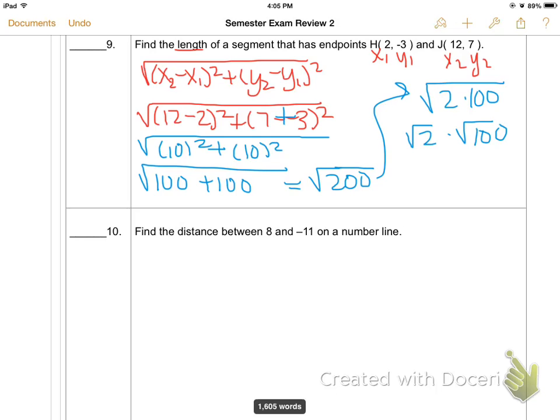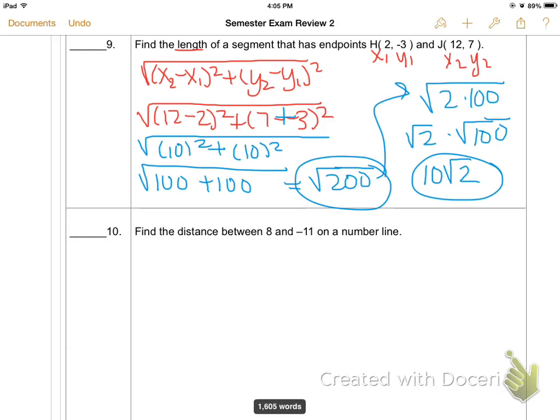Sorry, square root of 2 times the square root of 100. The square root of 100 is 10, so that's saying 10 square roots of 2. And either one of these answers is fine. I'd rather not have you put it in a decimal.